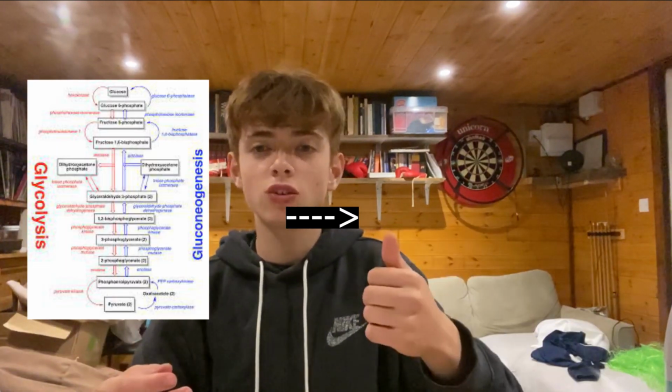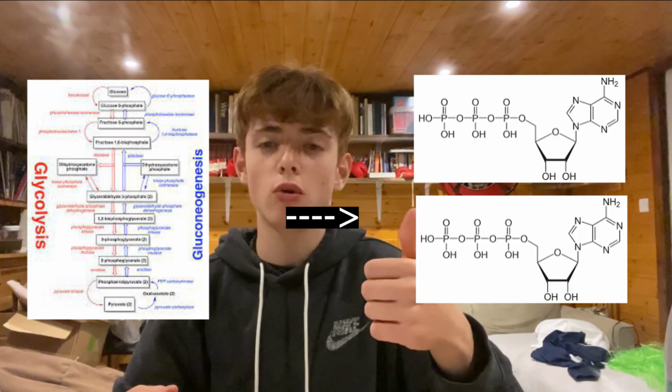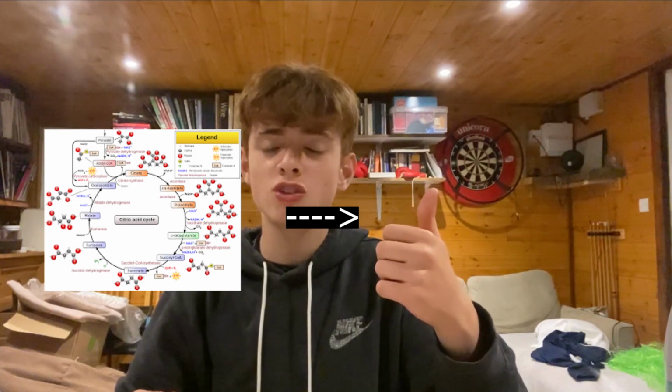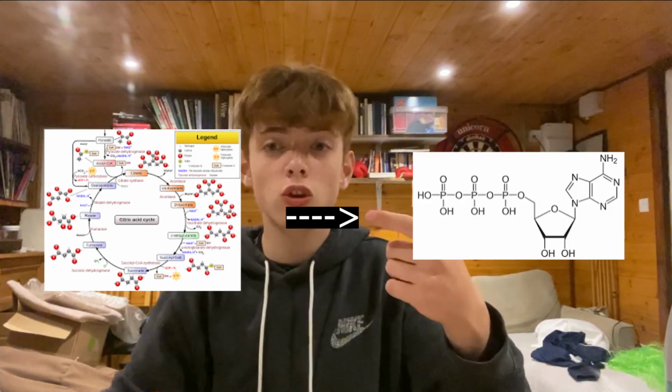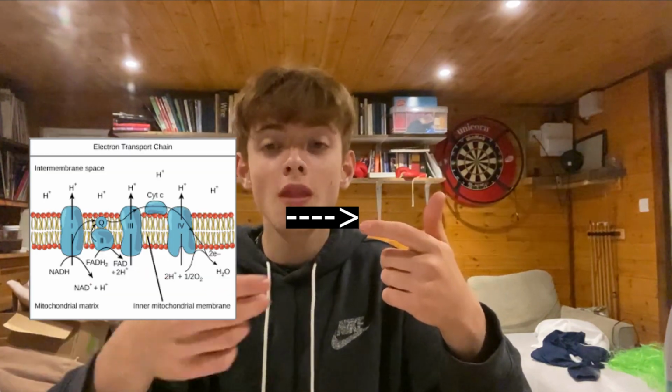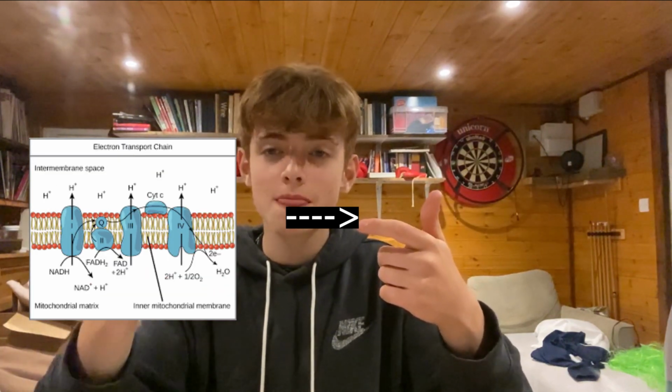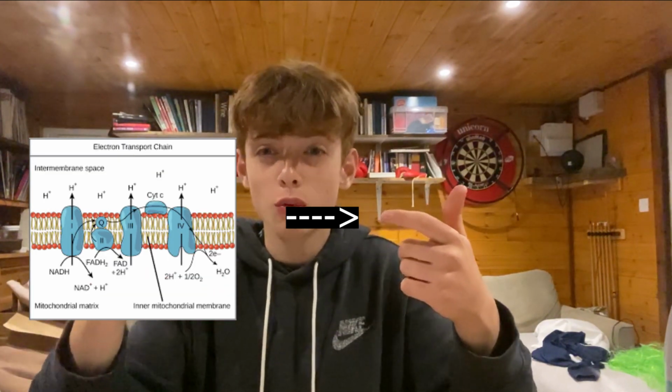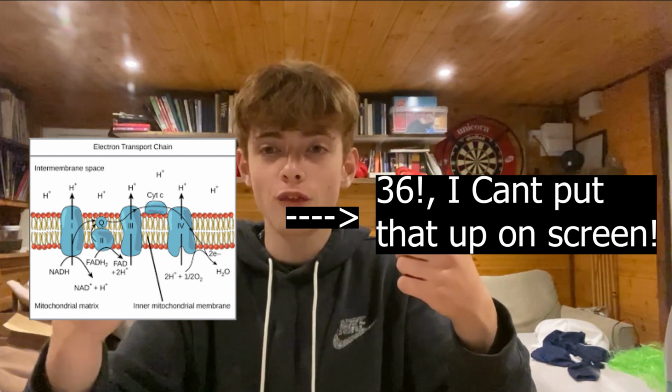And while glycolysis produces 2 ATP molecules, the Krebs cycle produces maybe around 1 ATP molecule. I think, yeah, it is 1, as I said before. Oxidative phosphorylation, the electron transport chain, produces around 36 molecules of ATP.